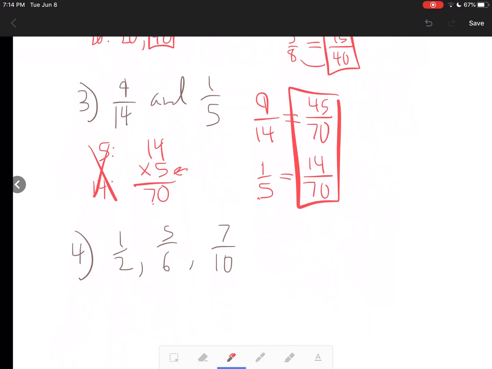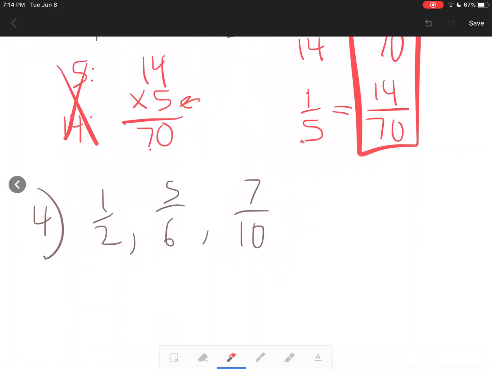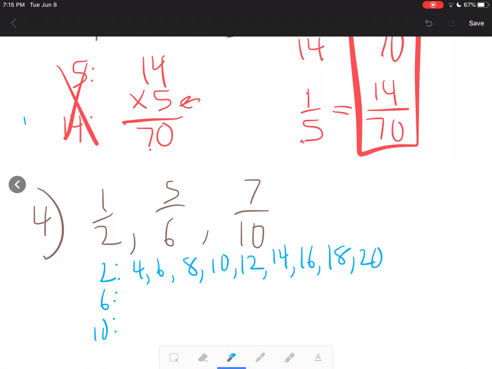Finally, we could kick things up a notch by having you deal with multiple fractions and finding a common multiple for all of them, or a common denominator for all of them. It doesn't change anything, it just is a little more work. So I'd write out 2, 6, 10, start listing out some multiples. So 4, 6, 8, 10, 12, 14, 16, 18, 20, 6, 12. So I'm seeing something in common here so far. 18, another thing in common. 24 and 30. And then I have 10, 20, 30, 40.